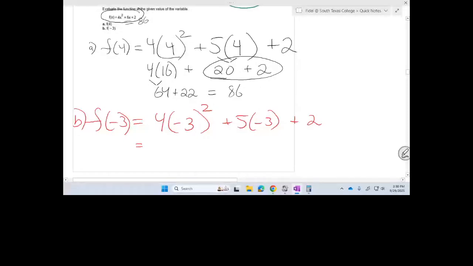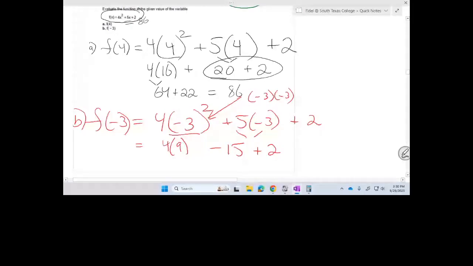We're going to go slow here, y'all. Remember what negative 3 squared means. Negative 3 squared means negative 3 times another negative 3, and a negative times a negative is a positive 9. Okay. 5 times a negative 3, y'all, should be a minus 15. And I got a plus 2.